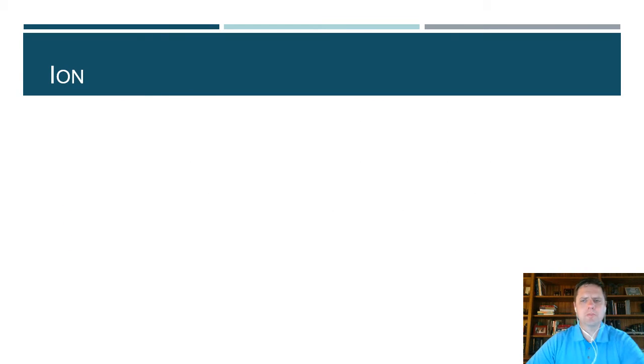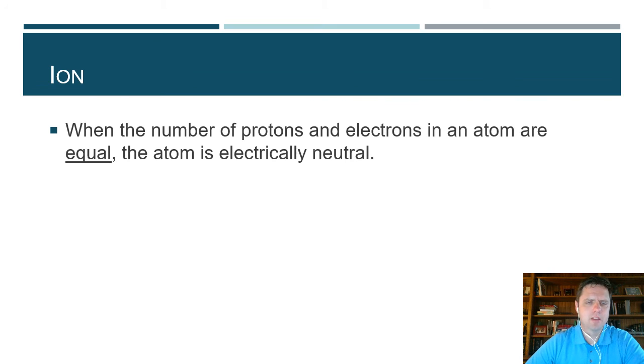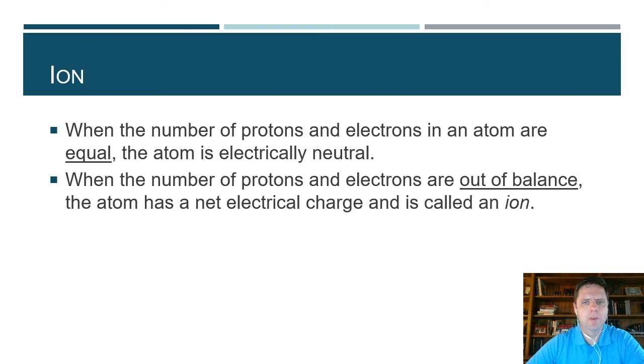So let's also mention what happens with an ion. When the number of protons and electrons in an atom are equal, the atom is electrically neutral. But what happens if we have a different number of protons and electrons? When the number of protons and electrons are out of balance, the atom has a net electrical charge, and it is called an ion. So an ion is whenever an atom has a net electrical charge because it has a different number of protons than it does electrons.